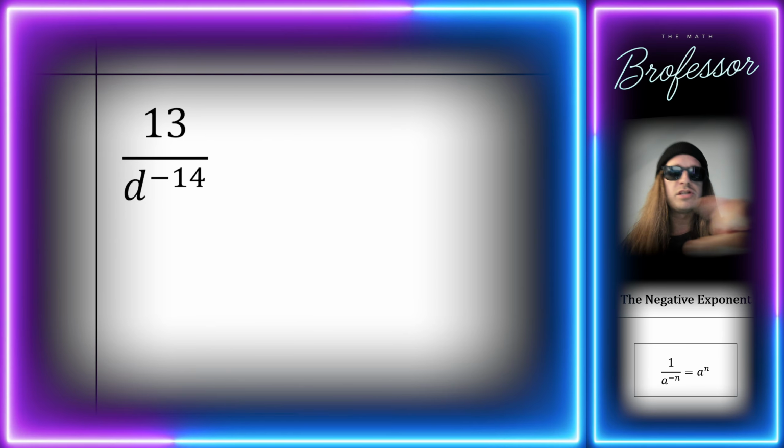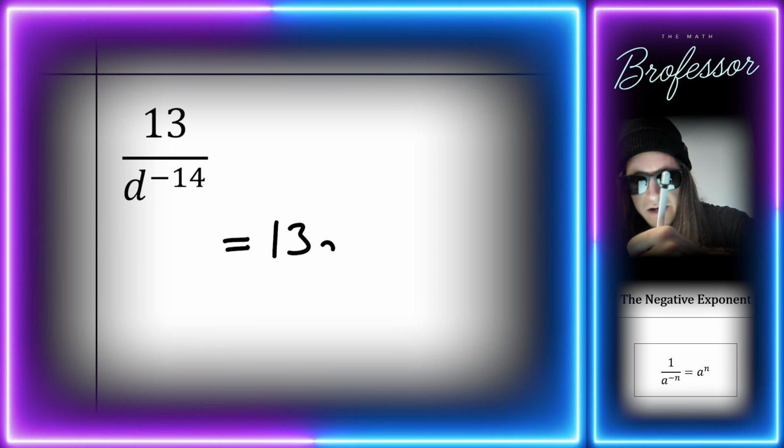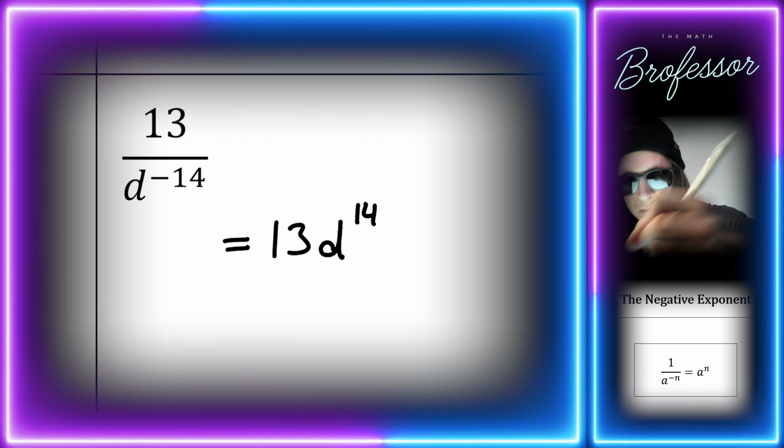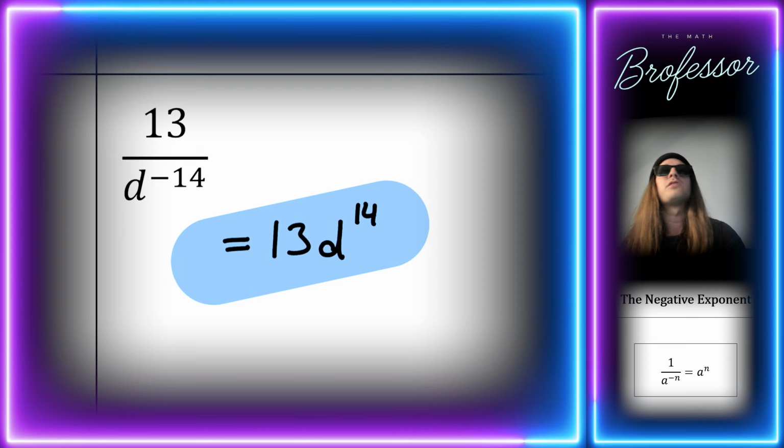The 13 is just meant to distract you. It's not doing anything. Just bring that d to the negative 14 to the top, make it a positive 14. Yeah, that's it. That's all you got to do.